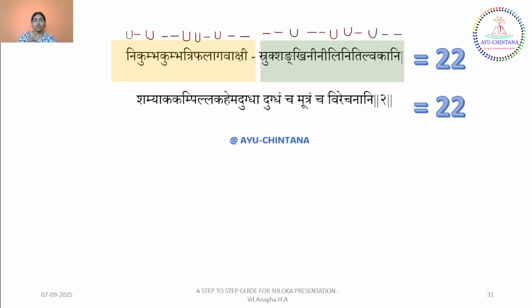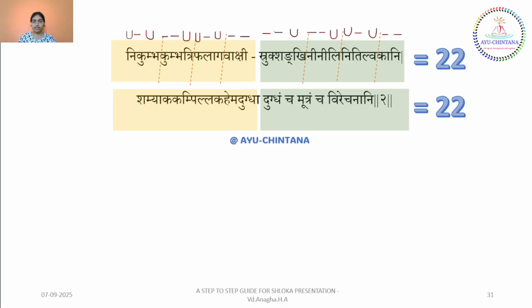So the two padas are not in the same meter, the same pattern. So what is this then? This is really different from the previous thing that we did, right? So how do we do this? Nikumbha is one gana, kumbhatri is one more, phalaga is one more, vakshi is one more, snukshankhini, nilini tilvakani is one more. So how do we understand this in a better way?